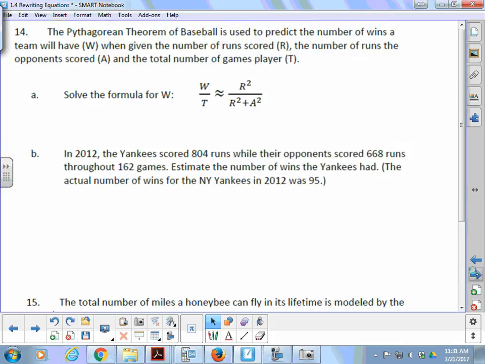All right, so we have a word problem here. It says the Pythagorean theorem of baseball is used to predict the number of wins a team will have when given the number of runs scored, the number of runs the opponent scored, and the total number of games played. All right, so here we have this formula. W over T is approximately R squared over R squared plus A squared. And the first thing I want us to do is solve this for W. All right, so to solve it for W, we're just going to multiply both sides by T.